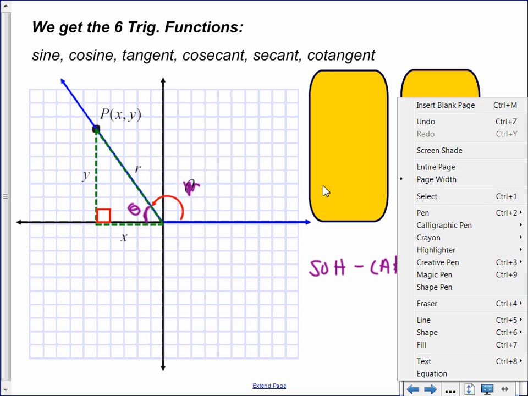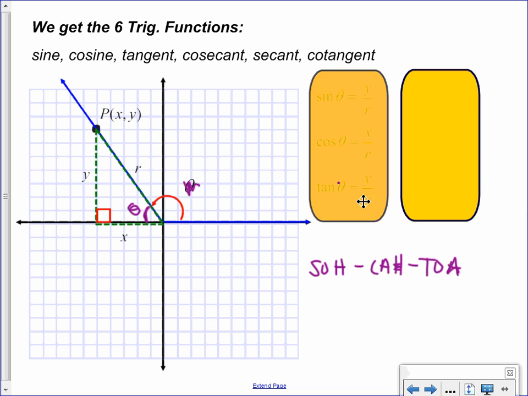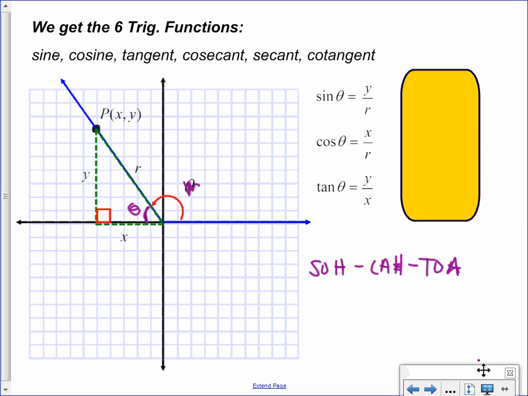That brings us to our 6 trig functions, in x's, y's, and r's. Sine is y over r, cosine is x over r, tangent is y over x. If you have a hard time memorizing it, because you have to memorize this, the r is always the denominator for sine and cosine, true?